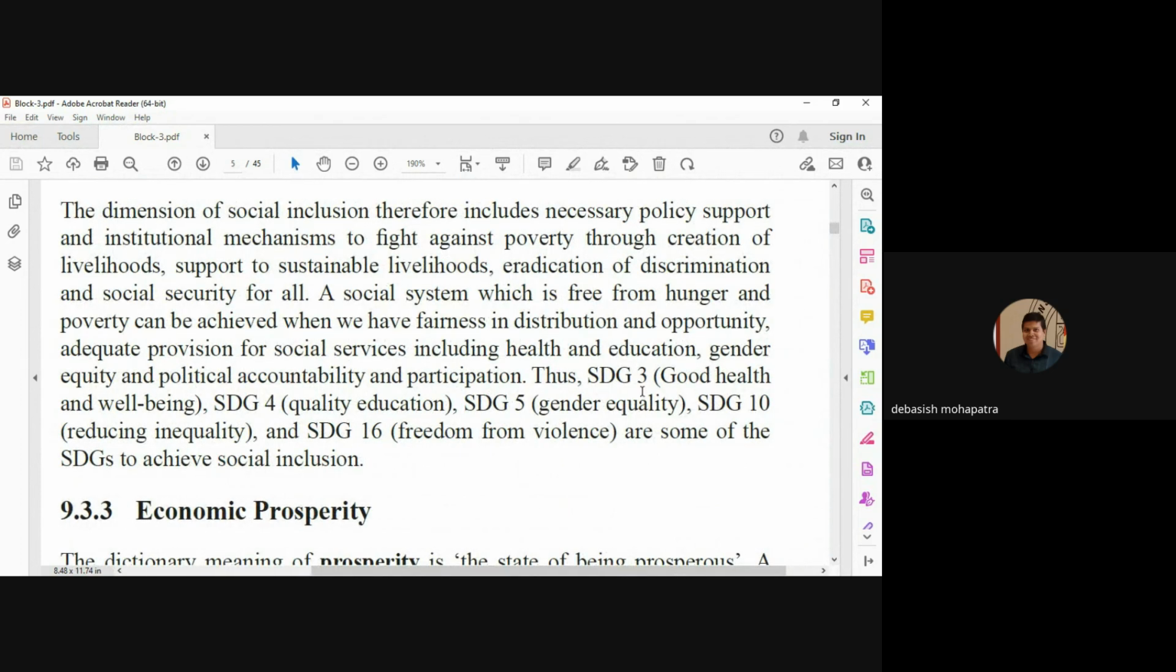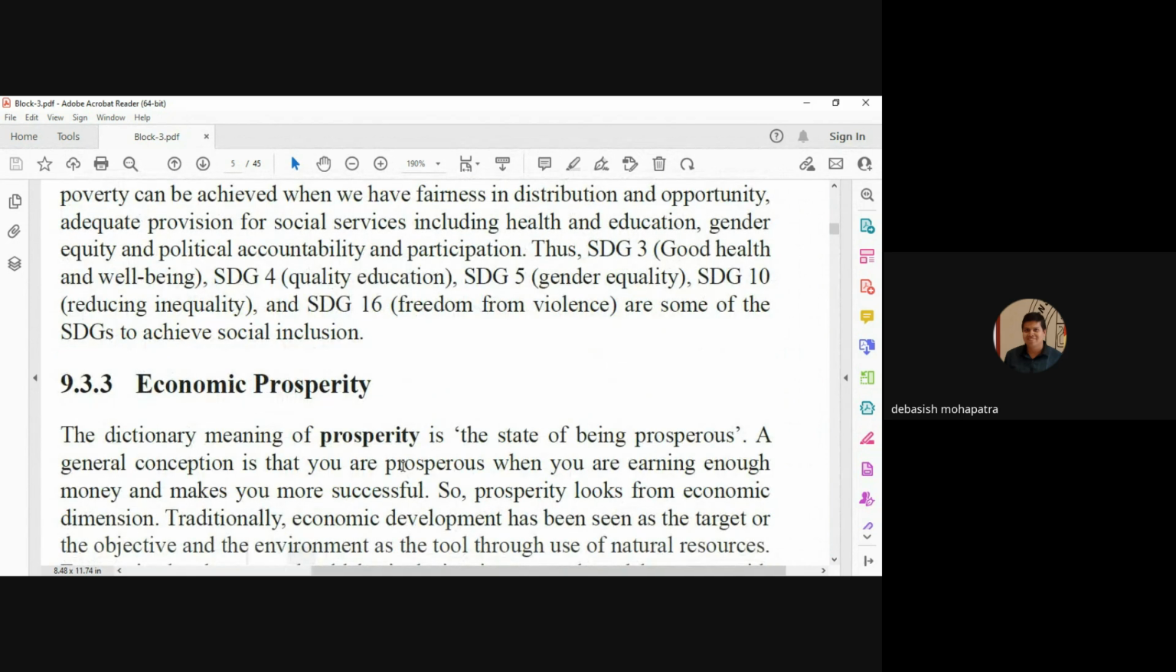SDG 3, good health and well-being. SDG 4, quality education. SDG 5, gender equality. SDG 10, reducing inequality. SDG 16, freedom from violence. These are some of the SDGs to achieve social inclusion. Then economic prosperity.